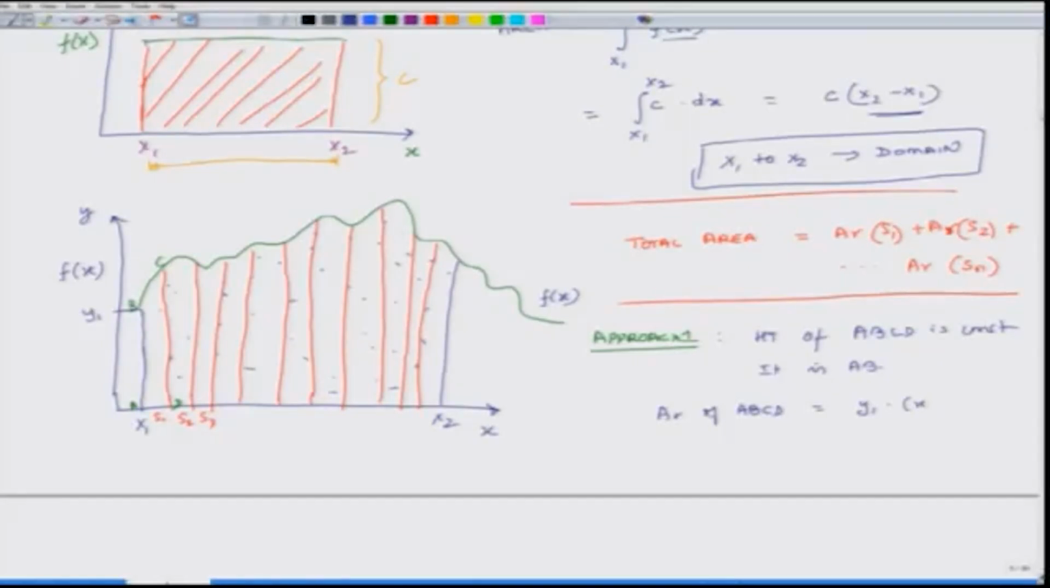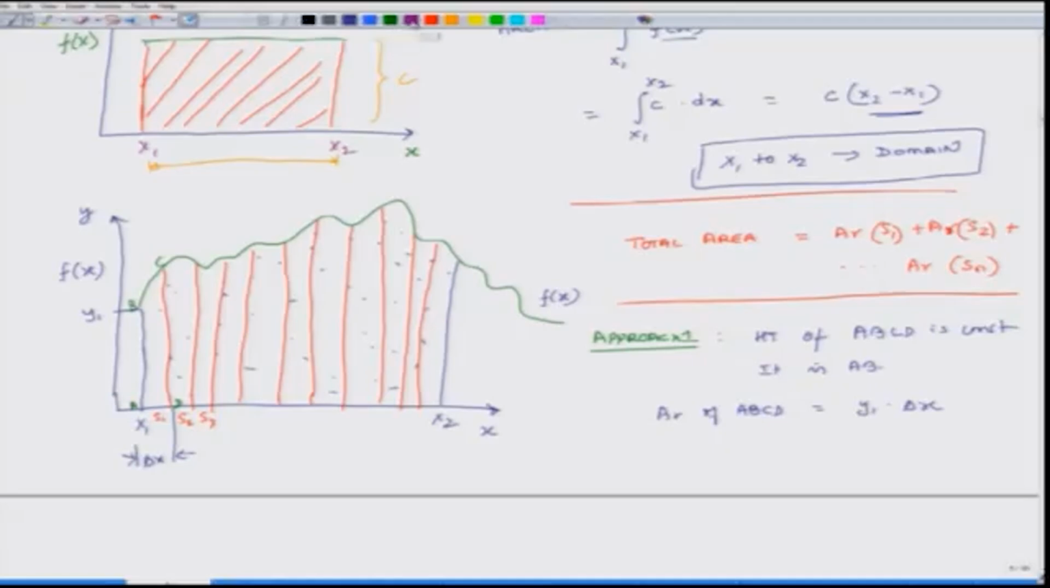So, let us say this distance is delta x, then the area is y1 times delta x. If the height of this ABCD is constant, height meaning the distance in the y direction, then it will be y1 times delta x. Is this clear?